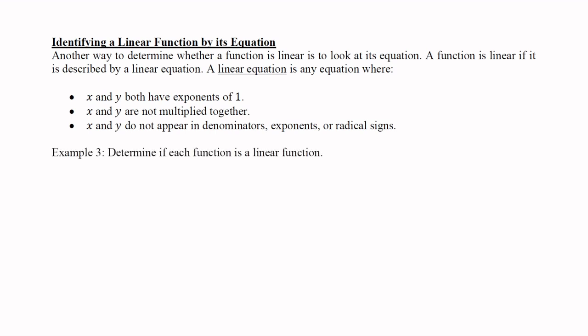So let's take a look at an example. For each of these equations, we are going to determine whether or not it is linear. For A, we have a y and an x. Both have exponents of 1. They are not multiplied together, and the y and x are not in denominators, exponents, or radical signs. So therefore, it is linear.